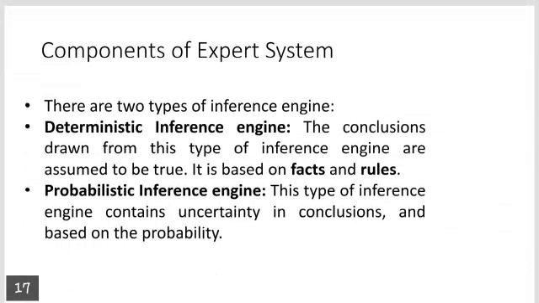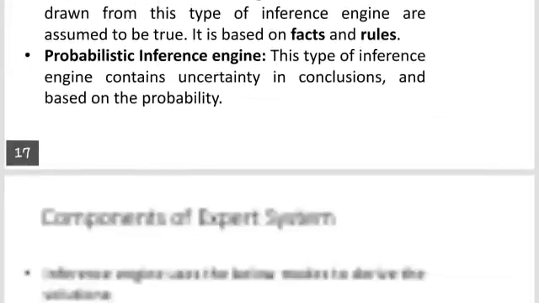Components of an expert system. There are two types of inference engine: deterministic and probabilistic. So what does deterministic mean? The conclusions drawn from this type of inference engine are assumed to be true. It is based on facts and rules. Probabilistic: this type of inference engine contains uncertainty in the conclusion and is based on probability.